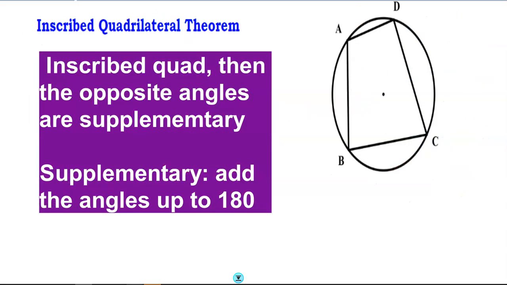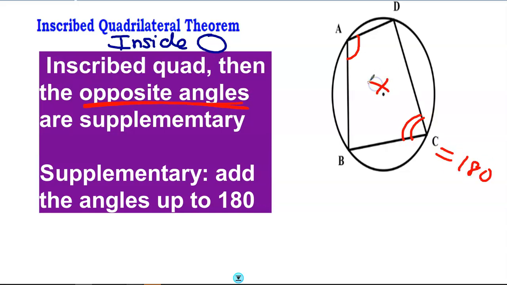All right, inscribed quadrilateral theorems. If it's an inscribed quad, that means that it's inside the circle. Then the opposite angles are supplementary. There's nothing congruent, but this angle and this angle add up to 180 degrees. Okay, the same with the other ones. So this angle and this angle add up to 180.